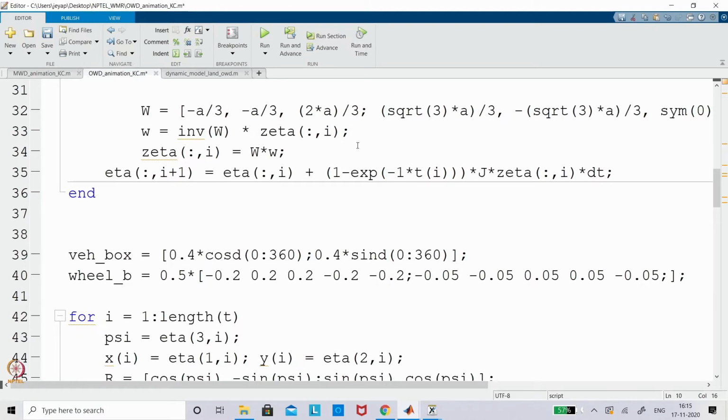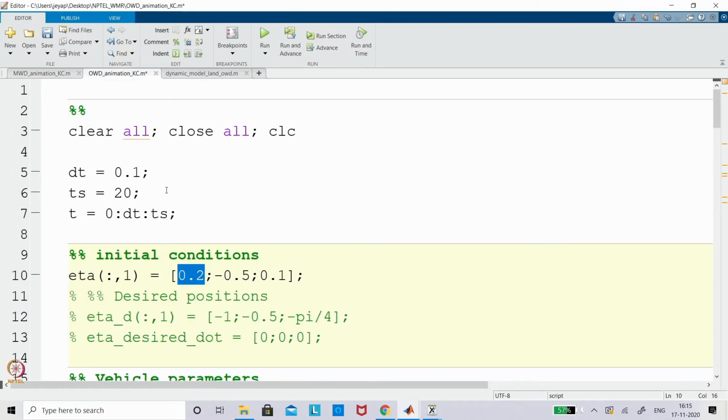Now if I run it, what can one expect? It will try to follow a circle, but it may not complete it because it is 0.1 radian per second. So in 20 seconds it may take half a circle, or probably close to a quarter circle. We will see how it runs.